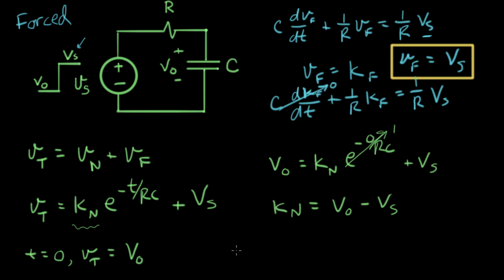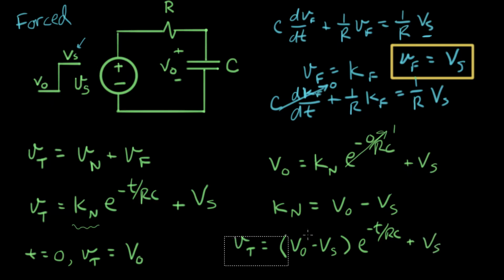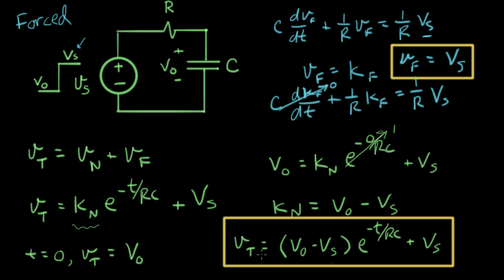And we can finish our total response. We can say the total response is Vt equals Kn, which is V naught minus Vs, times e to the minus t over RC, plus Vs. And that is the total response of our circuit. And we solved that in two steps. First we did the natural, and then we did the forced. And we added them together and worked out the last constant, whatever the constant was, and there's our answer.